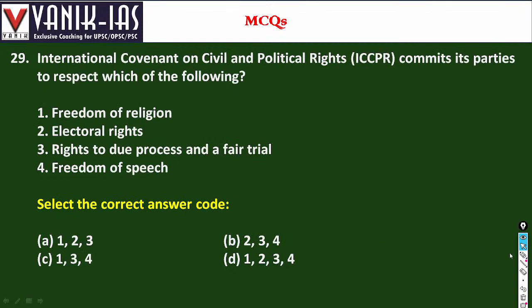The International Covenant on Civil and Political Rights (ICCPR) commits its parties to respect which of the following: freedom of religion, yes; electoral rights; the right to due process and a fair trial; and freedom of speech. Yes, all these things, political rights and civil rights, are basically propagated by the ICCPR.